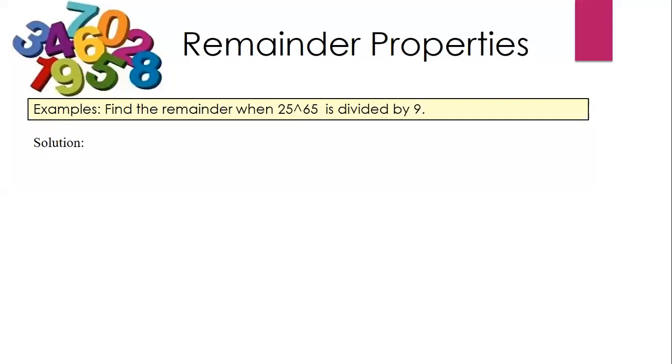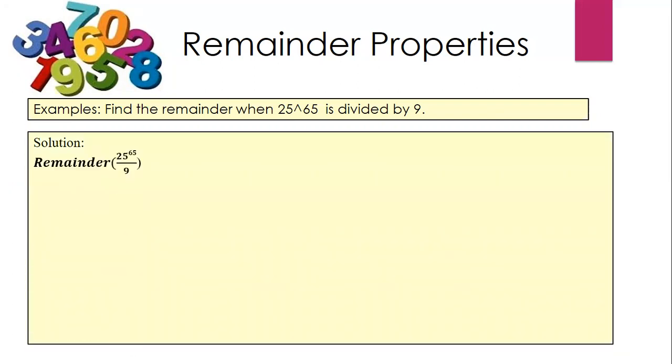Now we can see one example. Find the remainder when 25 power 65 is divided by 9. So first, remainder of 25 power 65 when divided by 9. We can take the power outside. So remainder of 25 by 9, the whole power 65.